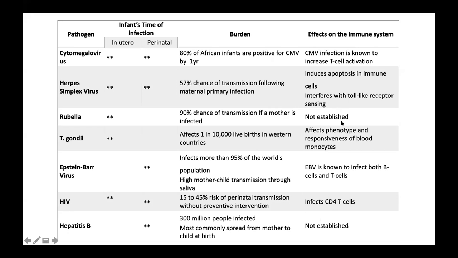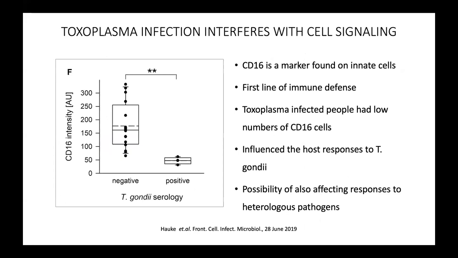Here I show a graph from some of the work that has been done by Hook and friends, where they observed that infants that were positive for Toxoplasma gondii, which is also one of the congenital infections, were expressing less CD16 cells. These CD16 cells are mainly carried on monocytes and macrophages, which are basically the first line of defense once someone sees a pathogen before the next processing of the immune system. So if an infant has lower CD16 cells, it could possibly affect how they generally handle that infection.